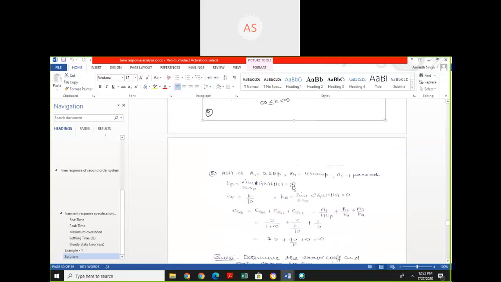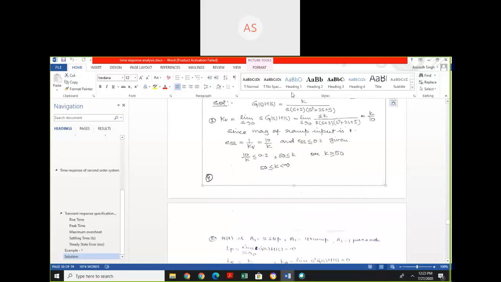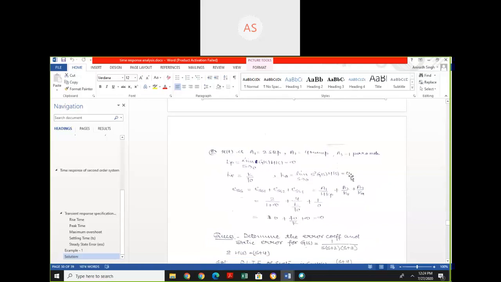So Kv is K by 10, and the value of Ka is limit s approaches 0 s square GSHS, and this is 0 in this case. If we multiply s square here, the square is cancelled out by this and then s is 0. It means that the value of Ka is infinite.